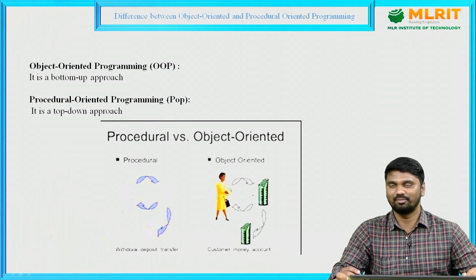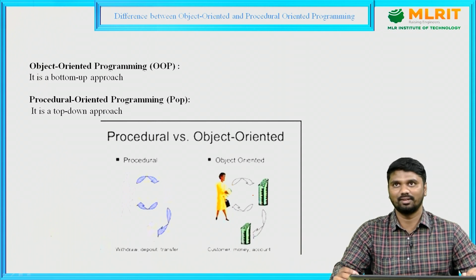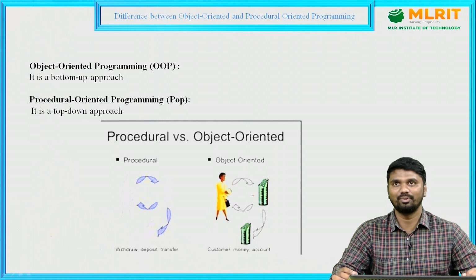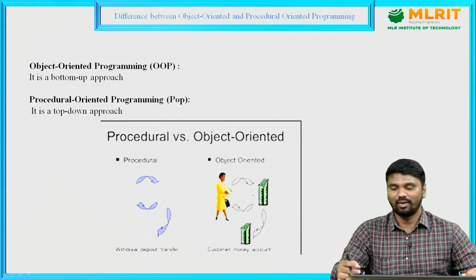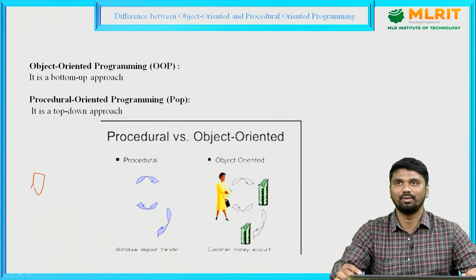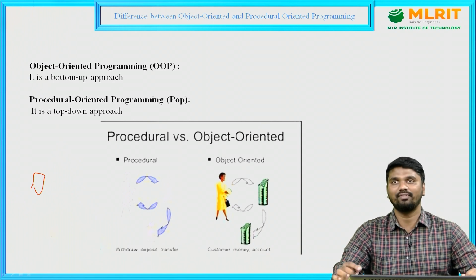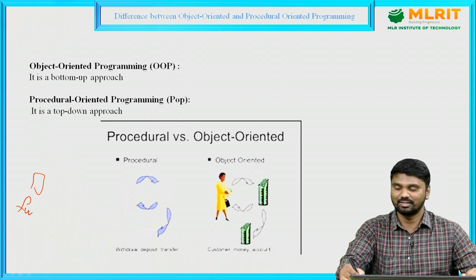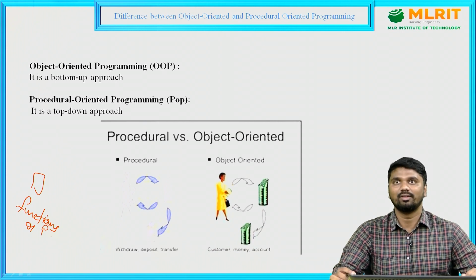And also we have some differences between the object oriented programming language and the procedure oriented programming language. First we will see procedure oriented programming. Procedure oriented programming languages are also known as functional oriented programming languages. First of all, in the definition point of view, what is the difference between object oriented and procedure oriented? For example, there is a problem and the problem is divided into subtasks. Each and every subtask is considered as a function or procedure. That is called procedure oriented programming.